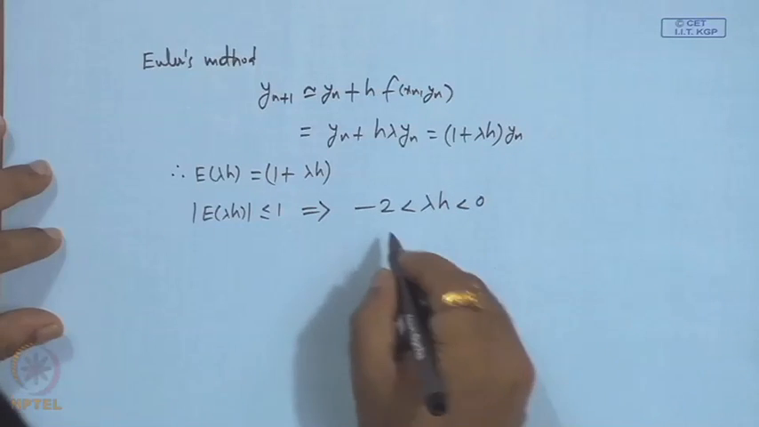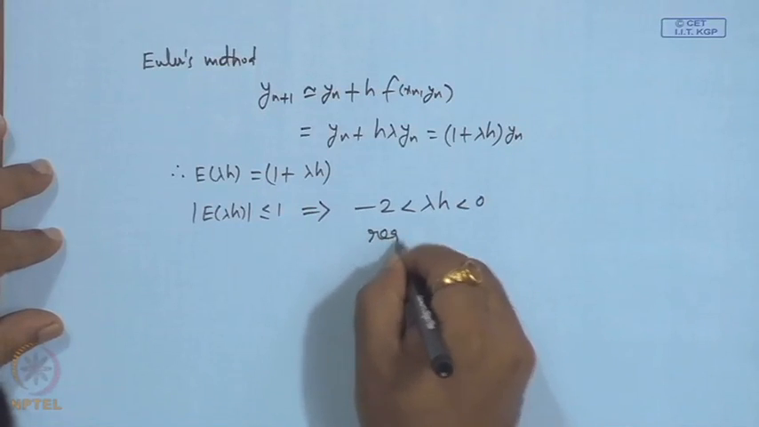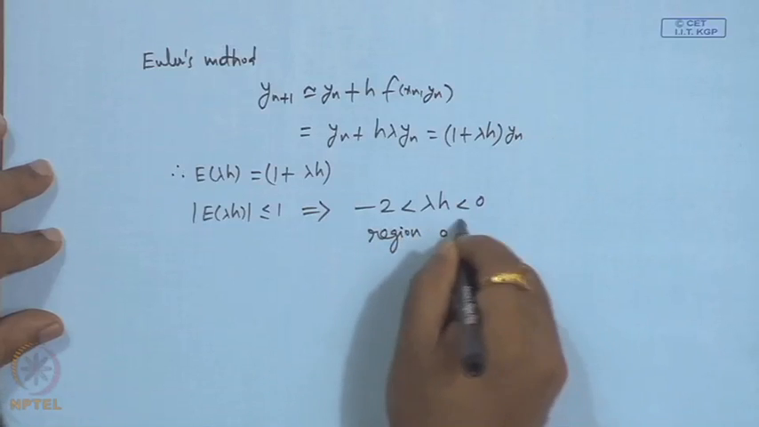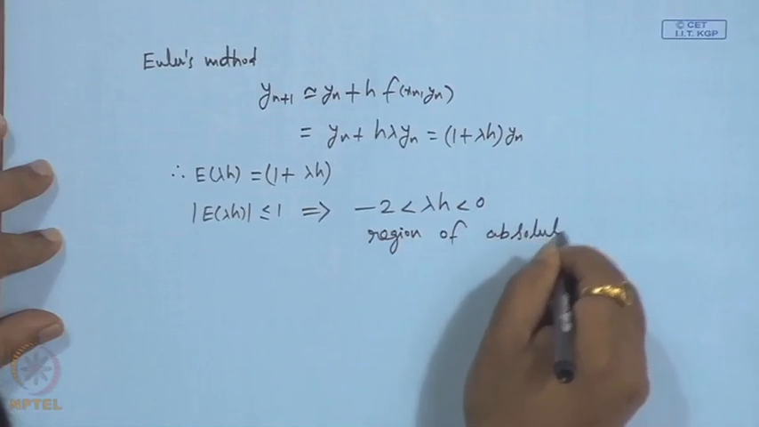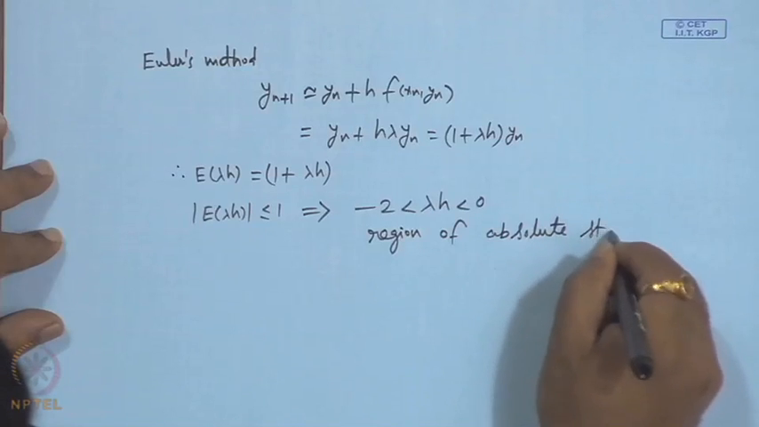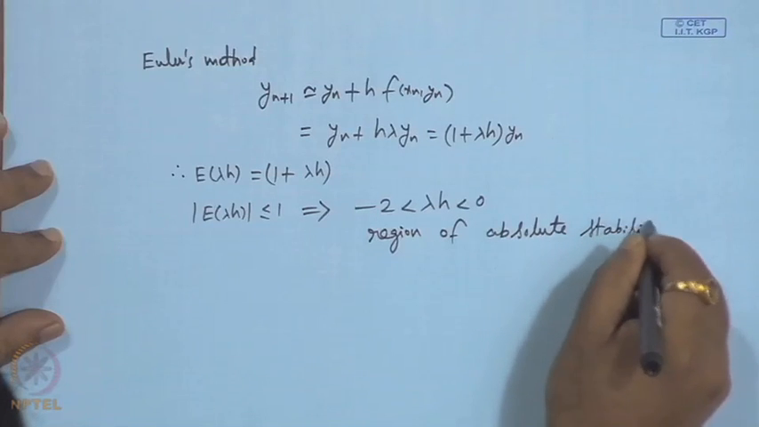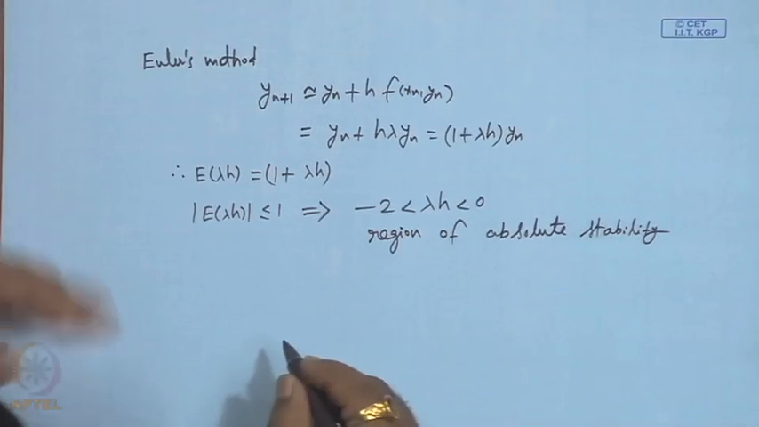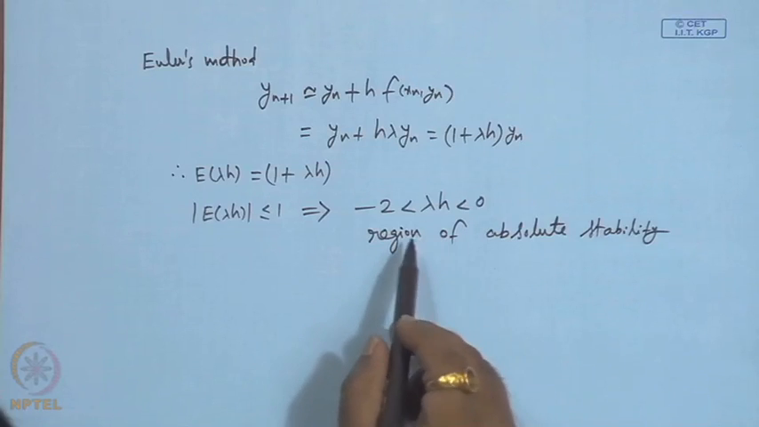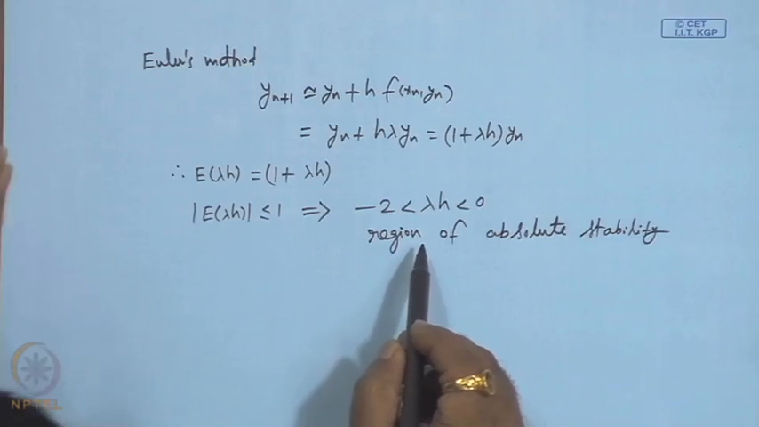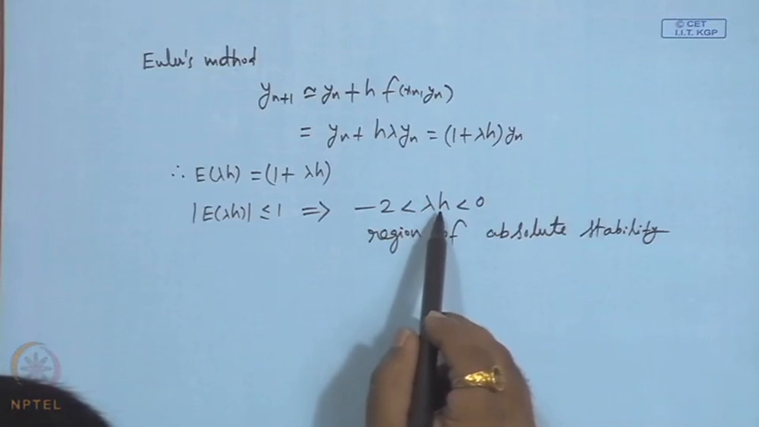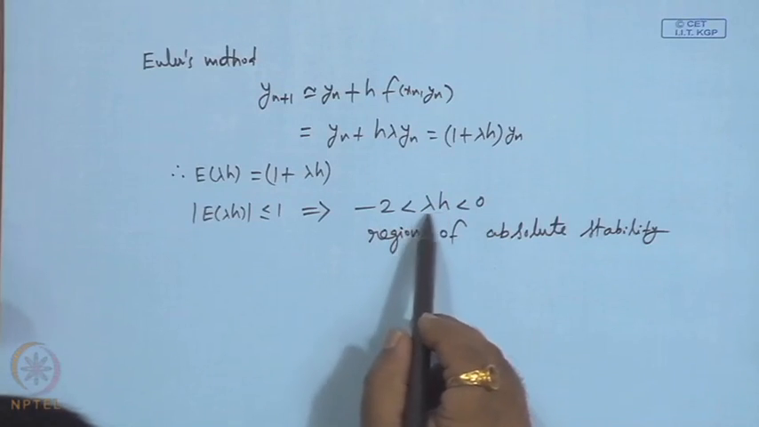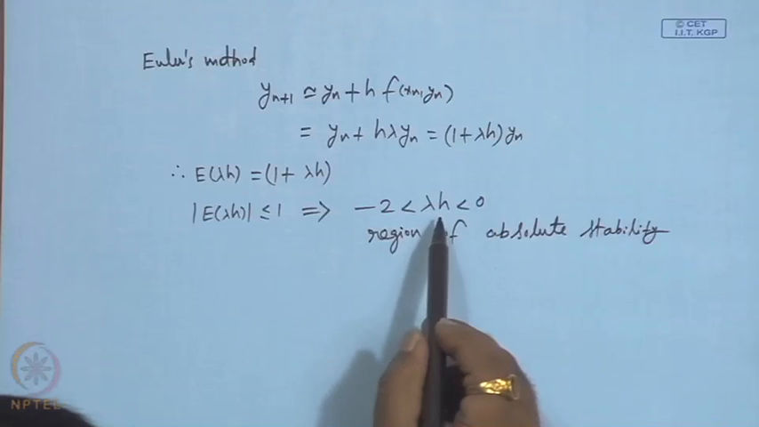so that means this is the region of absolute stability. That means the method is going to be absolutely stable as long as you choose step size such that lambda h falls in this range.